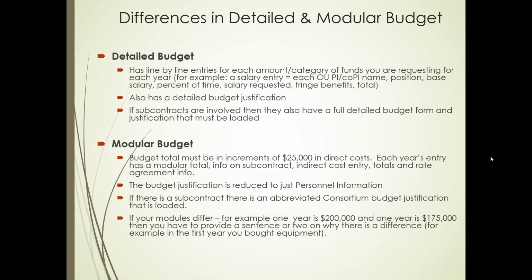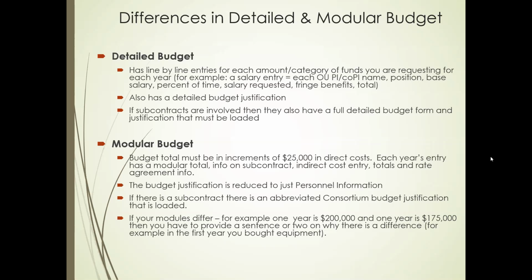So some of the differences between the detailed and the modular: the detailed budget has line by line entries. Every PI and co-PI has to be listed with their base salary, their amount of effort, their fringe, and everything loaded. Every category of spending has it loaded. So it's somewhat similar to the detailed budget that OU routes, but they want more information, especially in the personnel area. And I mentioned before, if you have subcontracts, they have to provide a detailed budget too.